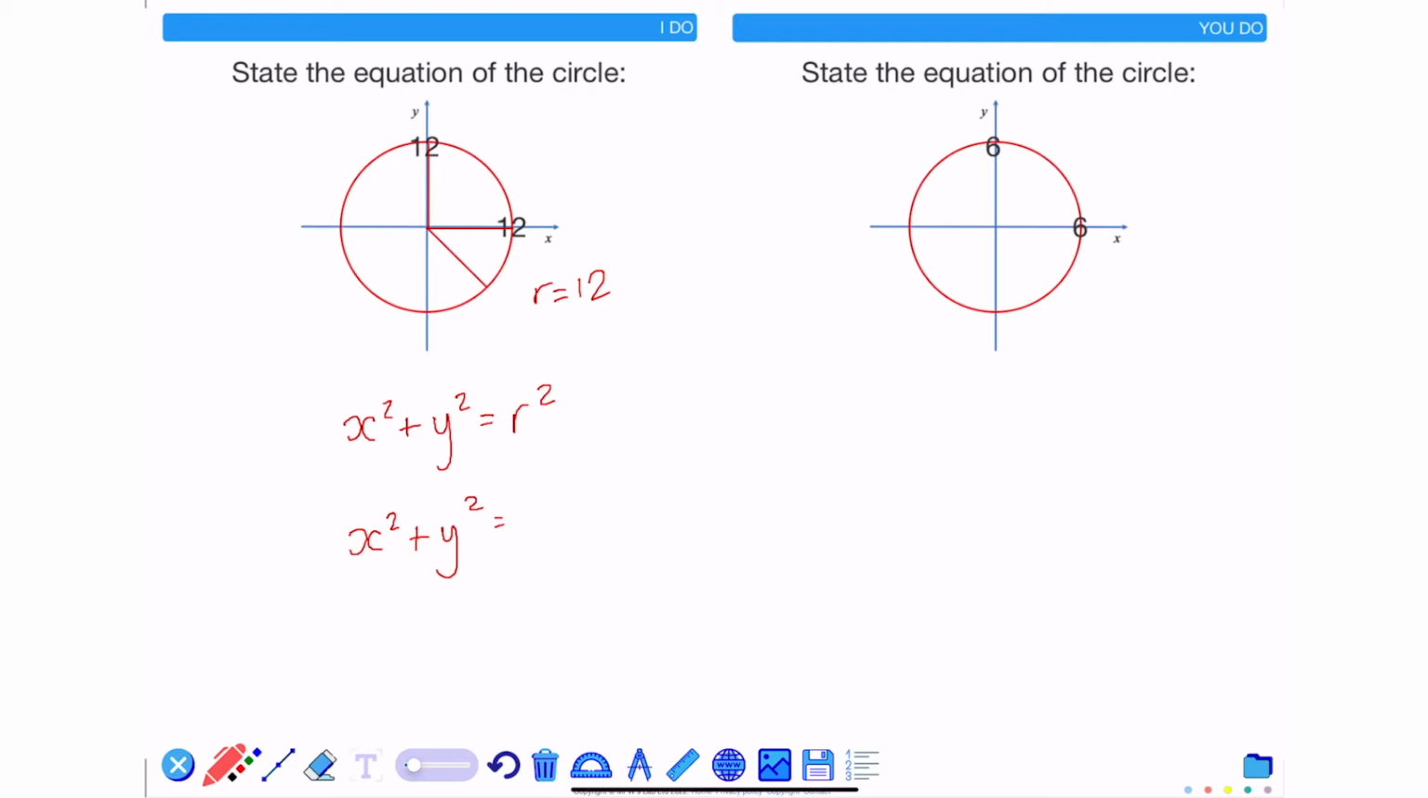squared is equal to 12 squared. So simplifying the 12 squared, x squared plus y squared is equal to 144. This is the equation of the circle.